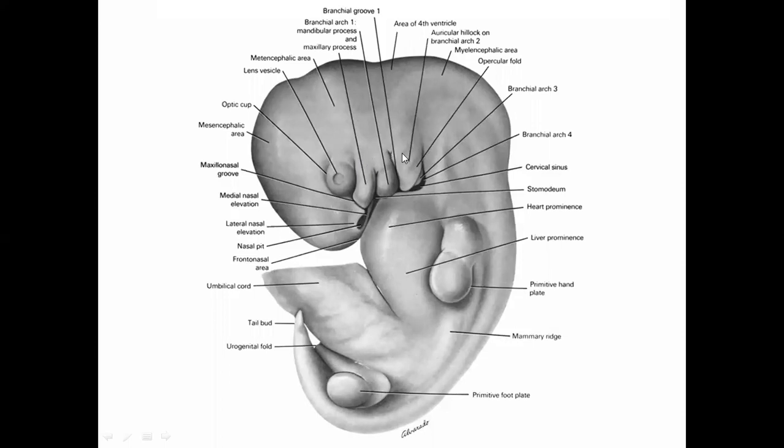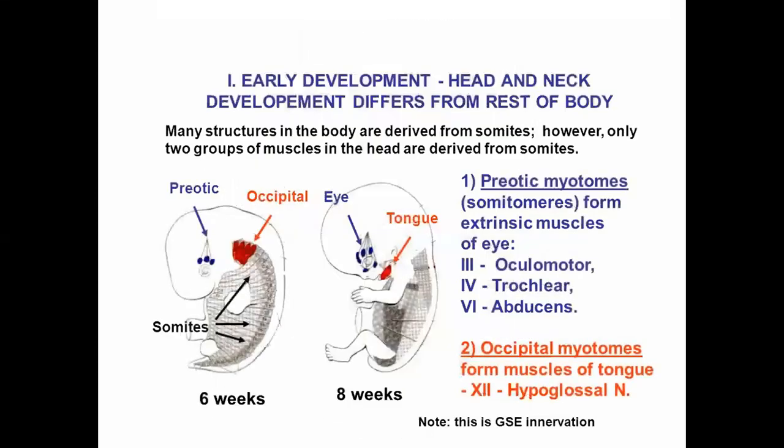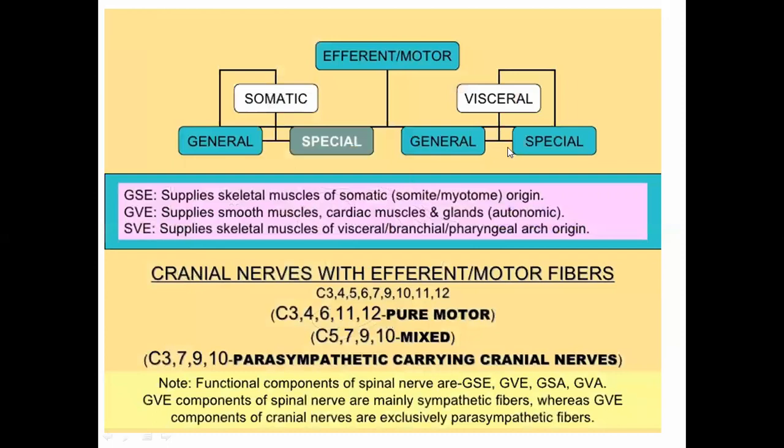So there are two origins. The somatic origin is seen throughout the body: skeletal muscles derived from the somites in all regions. Here also, the muscles of the eyeball and the muscles of the tongue region are derived from somites. But in this area, the skeletal muscles are derived from the branchial arch. This is the special visceral efferent component: the muscles derived from the branchial arch.